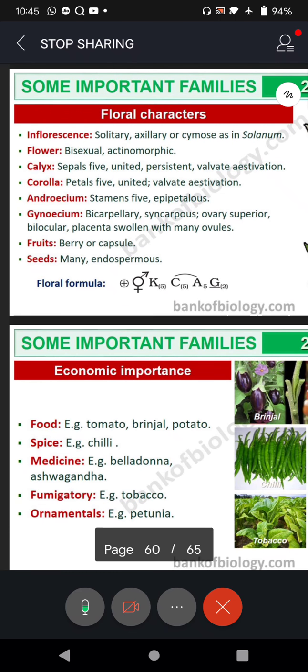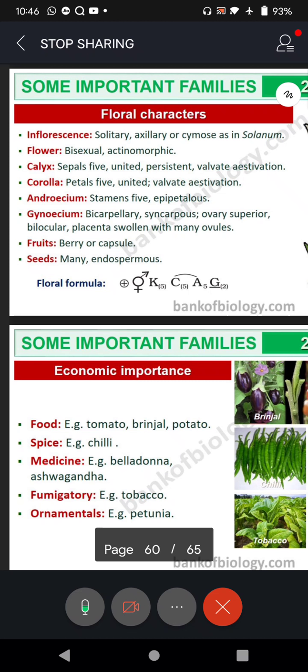Remember yesterday I was using the technical words. For male flower, I was using staminate flower. For female flower, I was using pistillate flower. Pistil has another name, carpel. So here in this family of Solanaceae, how many carpels are there? Two carpels are there. So we say bicarpellary. And are they united? Syncarpous. Syncarpous means they are united.